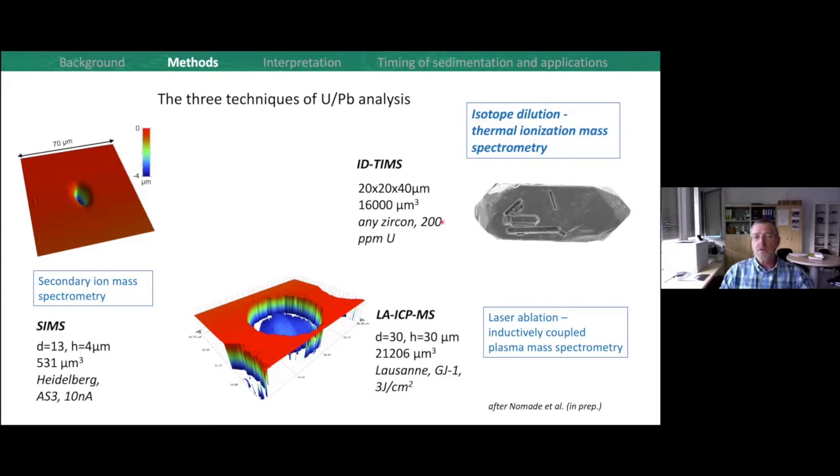And what we do is ID-TIMS, isotope dilution thermal ionization mass spectrometry. So we can handle small zircons as small as this. So actually the volume we analyze can be smaller than with a laser ablation pit. But this is a bulk, so it's very precise, very accurate, but it's a bulk technique. So we analyze a whole grain with all its sequential growth zones in this grain, and we do not have this spatial resolution we do have with these two methods.